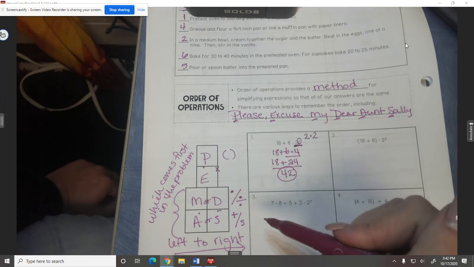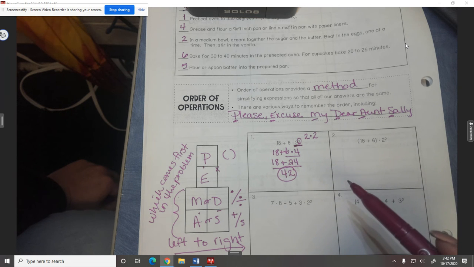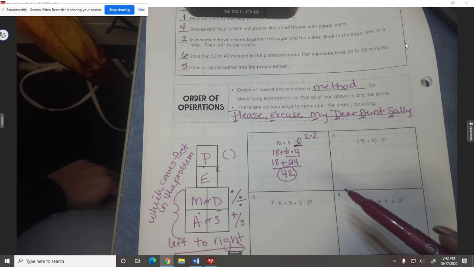Had I not followed these steps, then we could have gotten a completely different answer than each other, and that would not have worked. Okay?